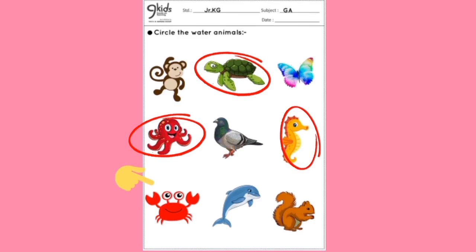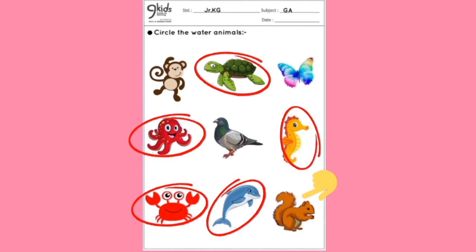Next, crab. It is a water animal, so we will circle it. Then, dolphin. It is also a water animal, so we will circle it. Last, it is a squirrel. It is not a water animal, so we will not circle it. Our worksheet is complete.